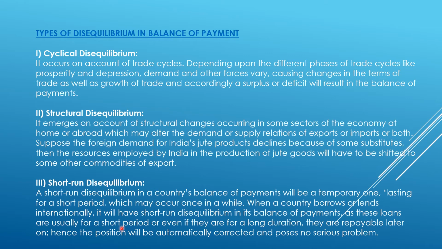Then the next one is short run disequilibrium. A short run disequilibrium in a country's balance of payment will be temporary. So this is a very temporary one, and this short term disequilibrium can be corrected automatically. There are no serious issues arising from this short run disequilibrium. So this is the temporary one. Let's see the next one.